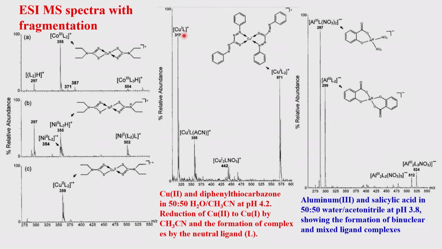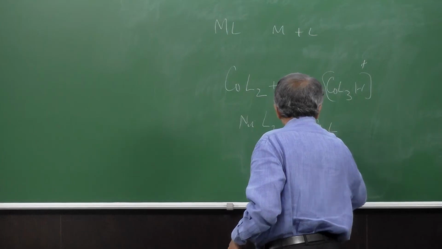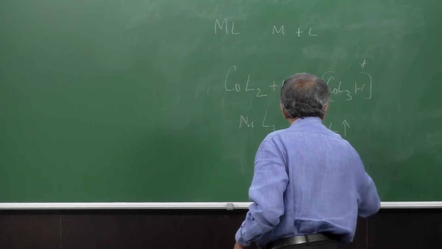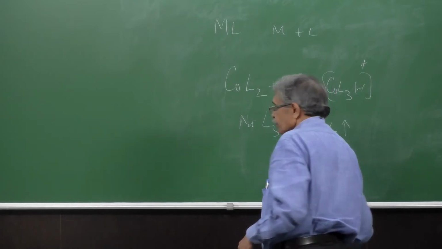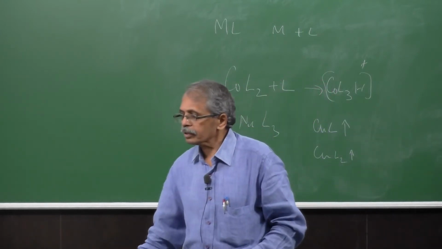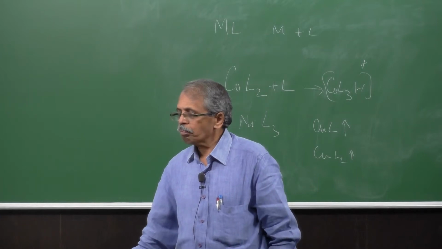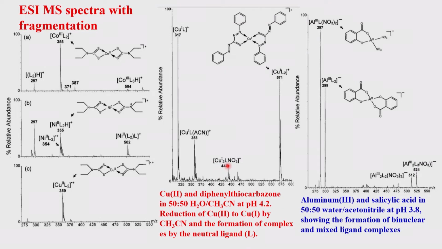So this is copper with 1L, which is the highest intensity, and copper with this somewhat lower in intensity, other things are much lower. So two coppers with one ligand and one nitrate, and one copper with one ligand and one acetonitrile. So these are all you can find.